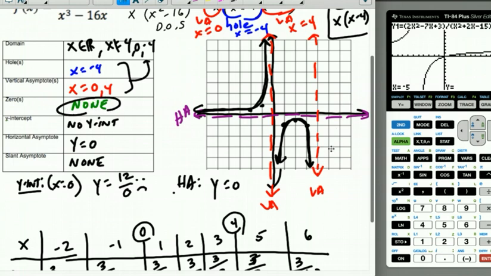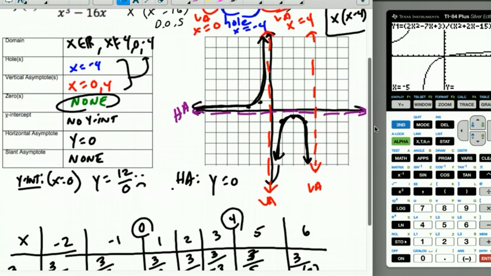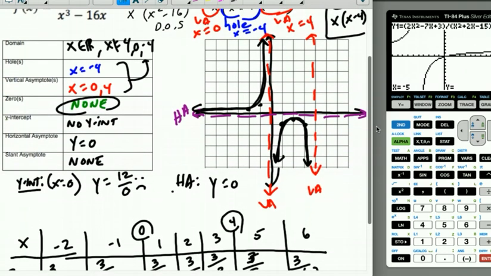right? If we were going to cross the horizontal asymptote, then there would be a root in this case because the horizontal asymptote is y equals 0.